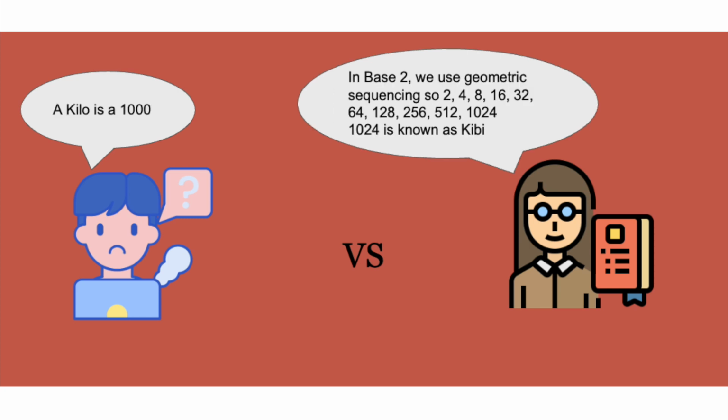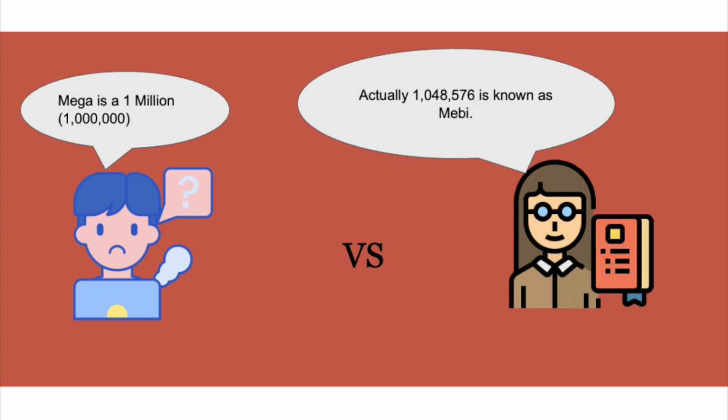The layman goes, well, a kilo is 1,000. So kilobytes are basically 1,000 bytes. The student goes, in base 2 we use geometric sequencing. So 2, 4, 8, 16, 32, 64, 128, 256, 512, 1024. So 1024 is known as kilobinary or kibi. So it's not exactly 1,000. The layman goes, well, mega is a million, right? And the student goes, well, actually, it's 1,048,576, which is known as mega binary.